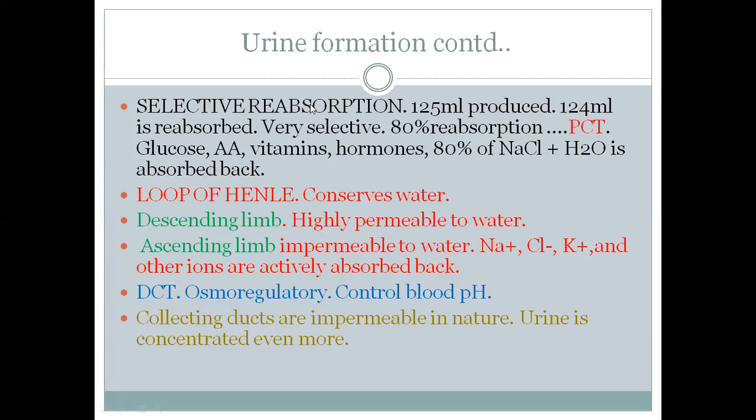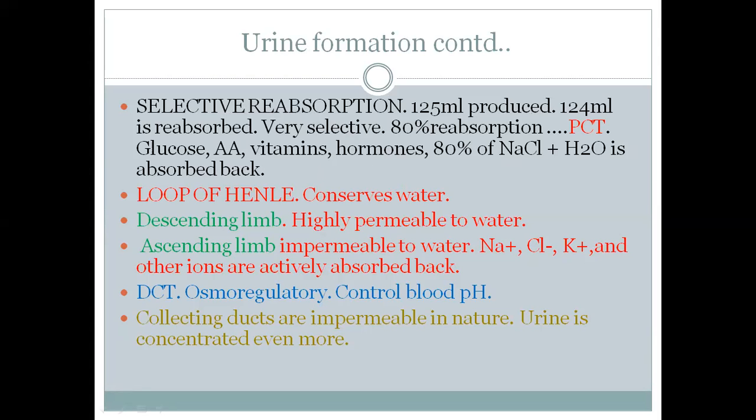Let us see it again. Selective reabsorption: 125 ml is produced in the glomerulus, 124 ml is reabsorbed back. This is a very selective process. 80% of reabsorption takes place in the proximal convoluted tubule, along with water, glucose, amino acids, vitamins, and hormones. 80% of sodium chloride is absorbed back.